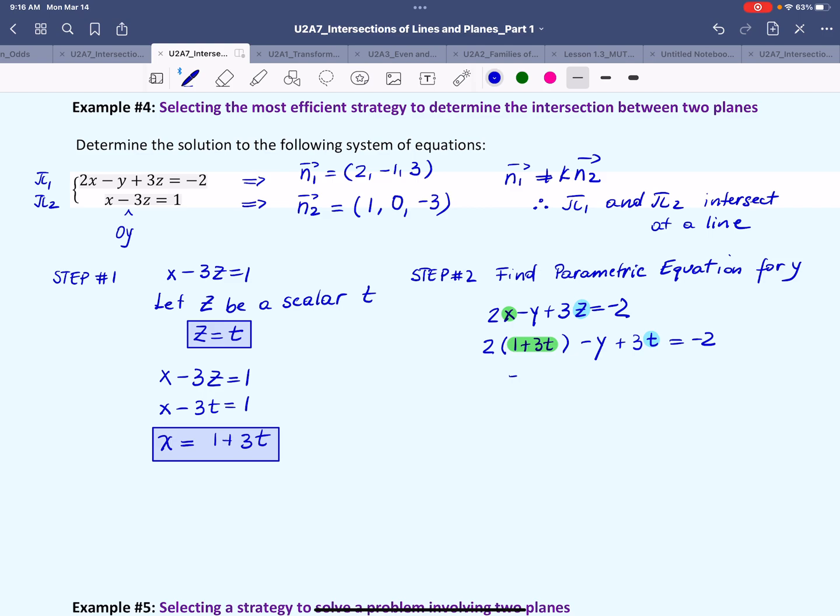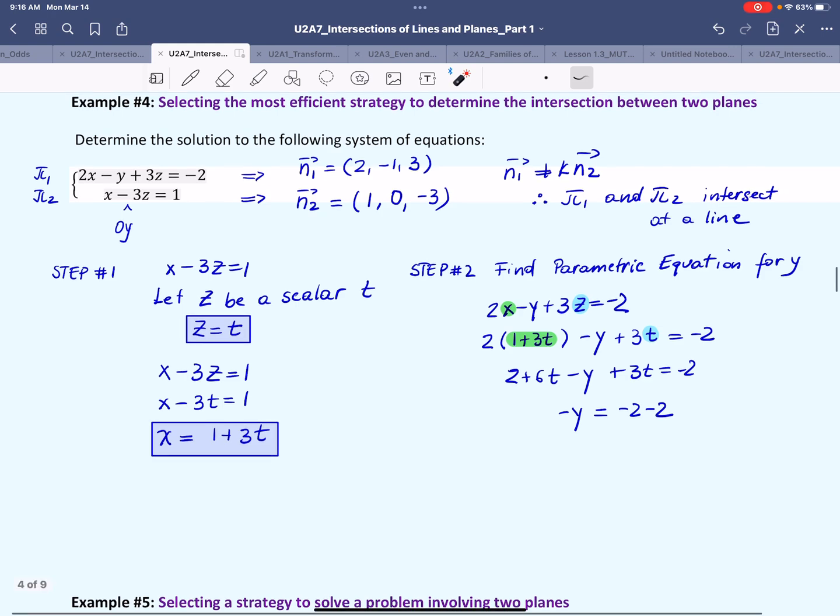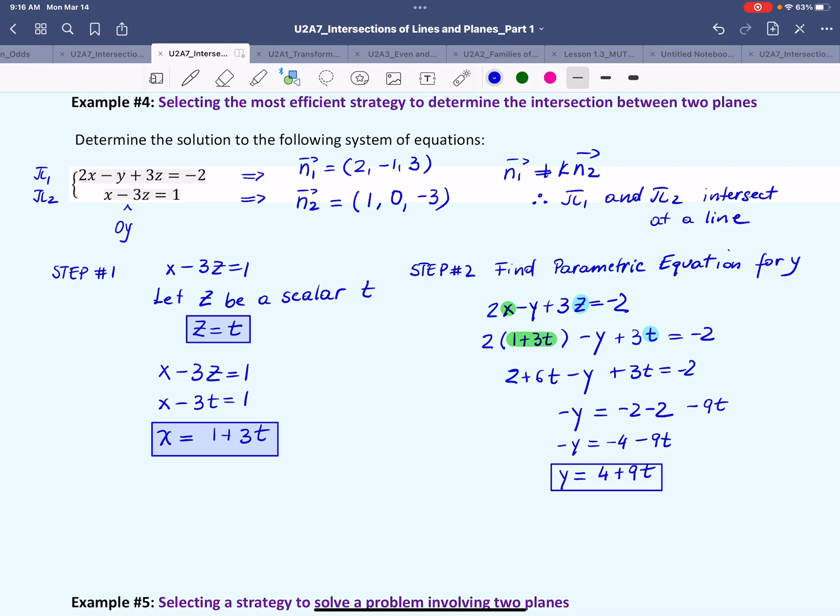Let's solve for y. We have 2 plus 6t minus y plus 3t equals -2. Negative y would equal negative 2 minus 2, so we're taking 2 to the other side and changing the sign, and 6t plus 3t, which makes 9t, will come to the other side as negative 9t. So we'll have negative y equals negative 4 minus 9t, or simply y equals 4 plus 9t. And this will be the third parametric equation for the line of intersection.